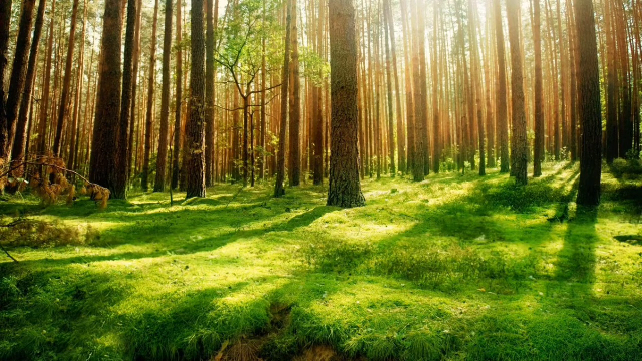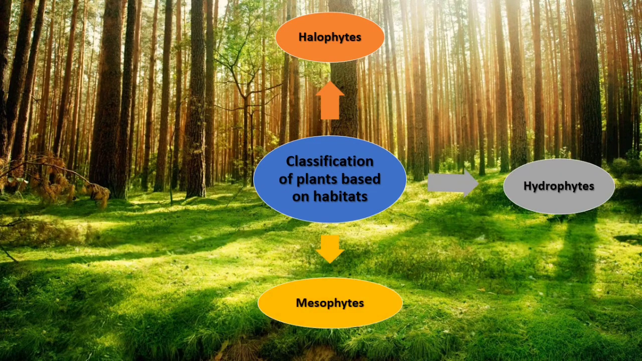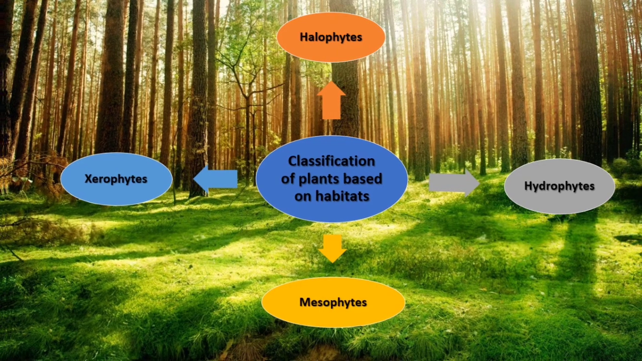Okay, now let's discuss the classification of plants based on habitats. There are 4 types of classification based on habitat. First is halophytes. Second, hydrophytes. Third, mesophytes. And the last one is xerophytes. So let's discuss more detail about this classification.